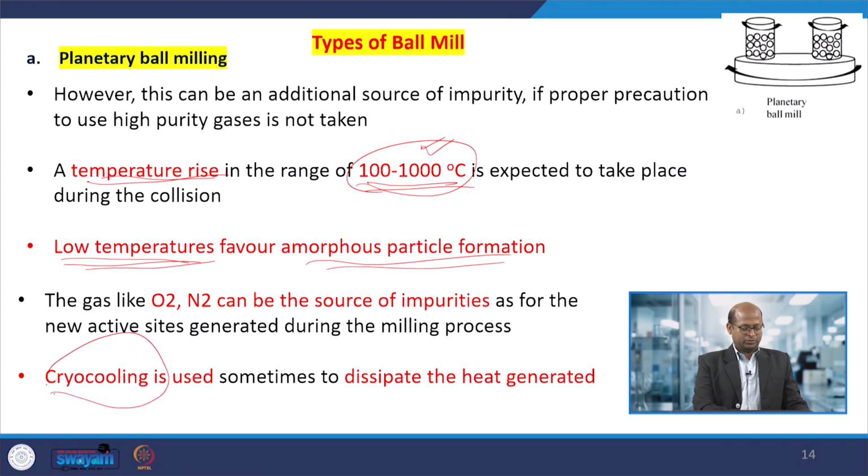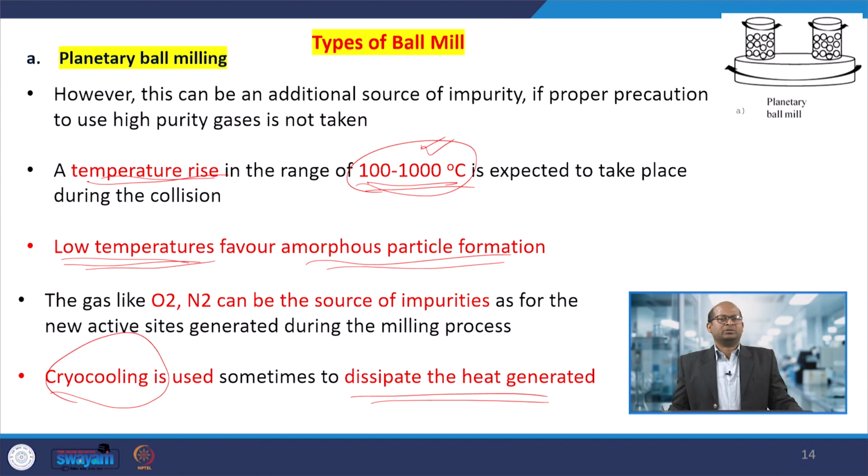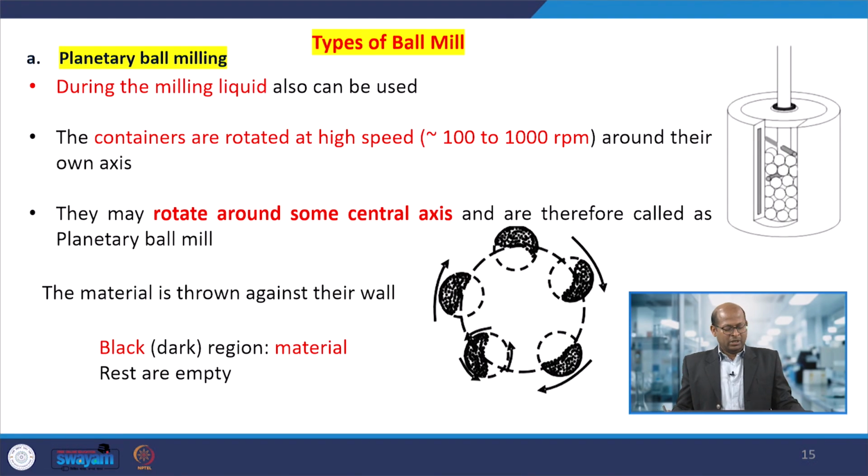So, sometimes we use cryo cooling, to remove or dissipate the heat generated during the milling process from outside. We can use cryogenic liquids, such as liquid nitrogen, or connect any chillers to it. So, that is a special type of cryo milling. That way we can lower the temperatures, and we can get amorphous or smaller micron size materials.